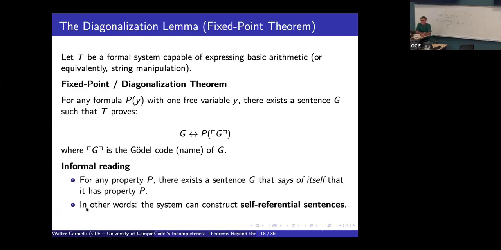The point is not whether the diagonalization theorem requires a language of a certain sort. The point is another one. What does it mean for a system that does not include a sufficiently rich language to be able to express basic arithmetic? For example, you're speaking here about a formula that has a free variable. What does it mean to have a free variable?